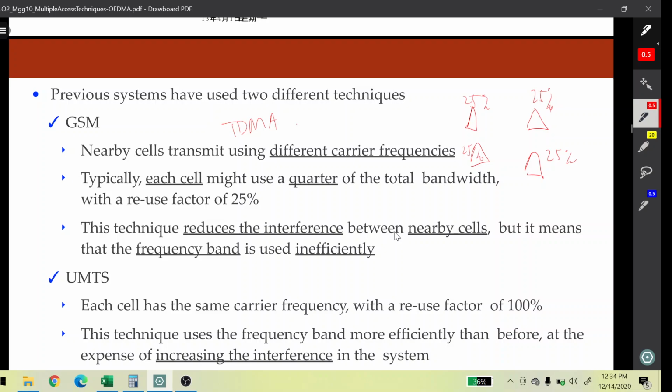Now, this technique reduces the interference between nearby cells, but it means that the frequency band is used inefficiently. In the third generation or UMTS, each cell has the same carrier frequency with a reuse factor of 100%. However, the trade-off of this reuse factor of 100% is increasing interference in the system. However, the bandwidth utilization is more efficient, right? Because we are utilizing all of this bandwidth, it means that we could achieve a large number of users within one cell.